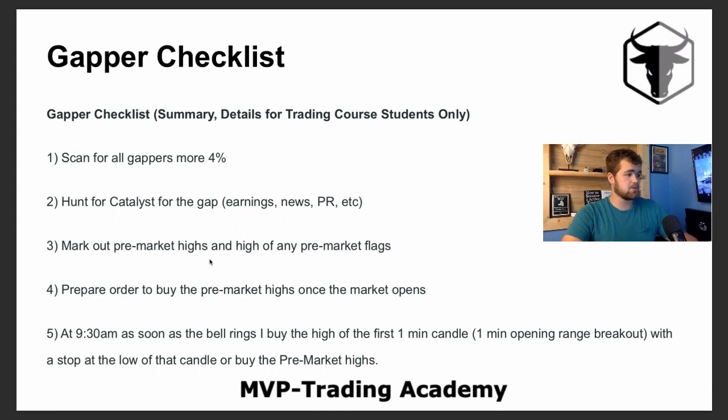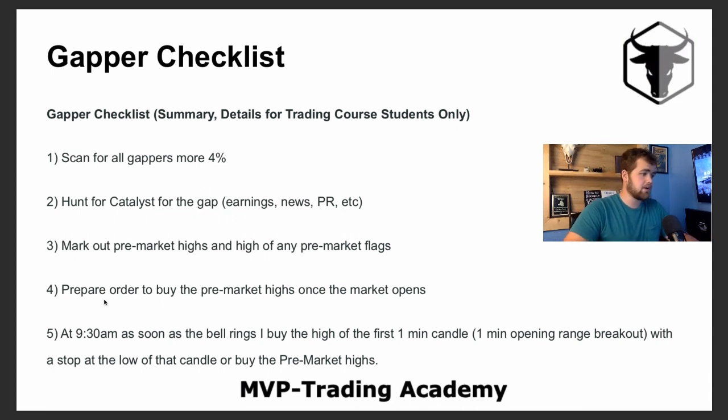Then what I do is I prepare an order to buy at the pre-market highs, because that is a resistance breakout. That is what I look for. I'll most likely have a small position, maybe 1,000 shares or so, ready to go, because if that stock rips up, I don't want to be like, oh my god, wait. I want to have an order ready so there's no confusion.